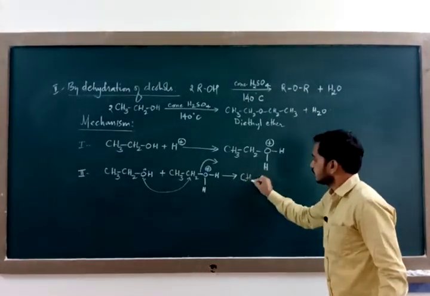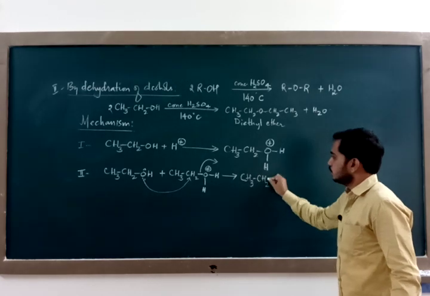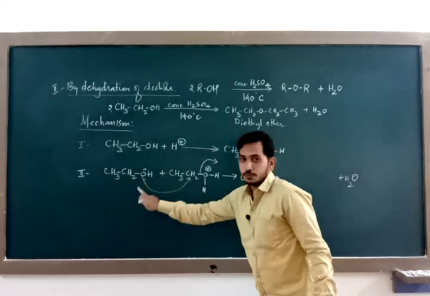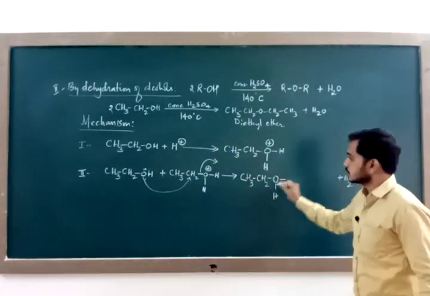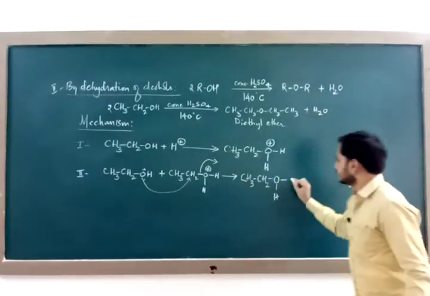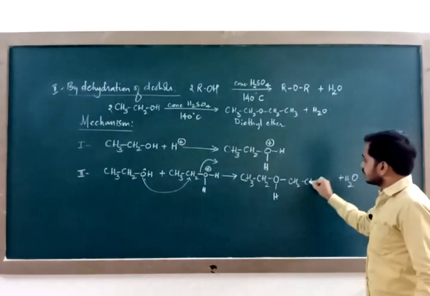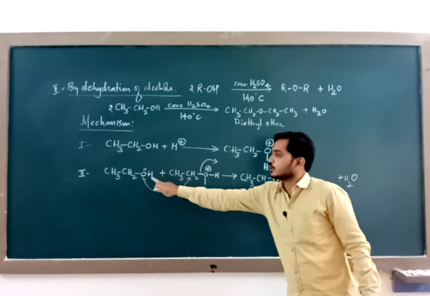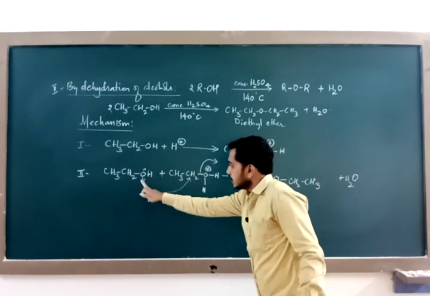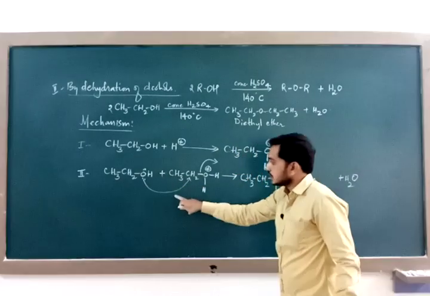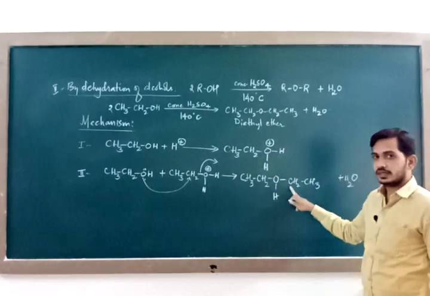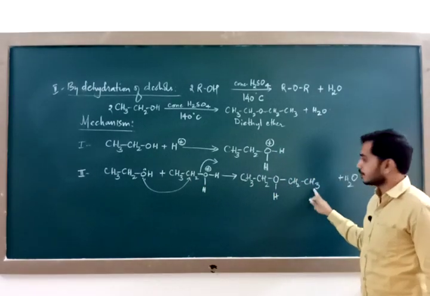CH3, CH2, O. I will write this H below, then dash CH2, CH3. Most of the students make the mistake of attaching CH3 first to this oxygen. No, you see, this oxygen is attaching itself to the second carbon. So the second carbon should be written here, followed by the first carbon.